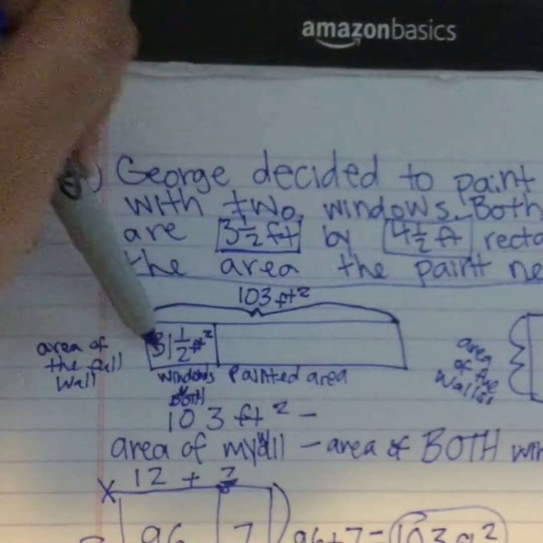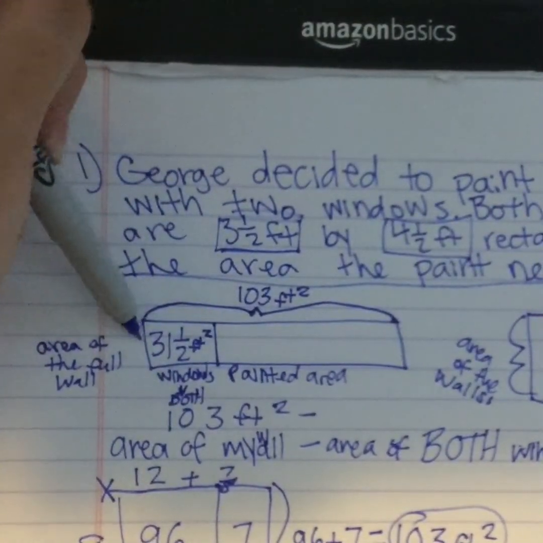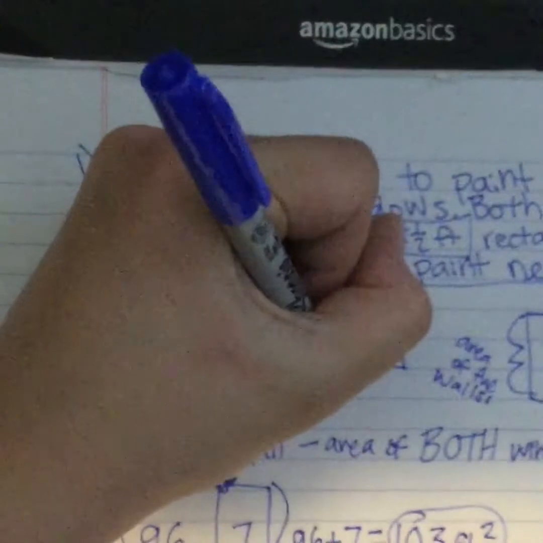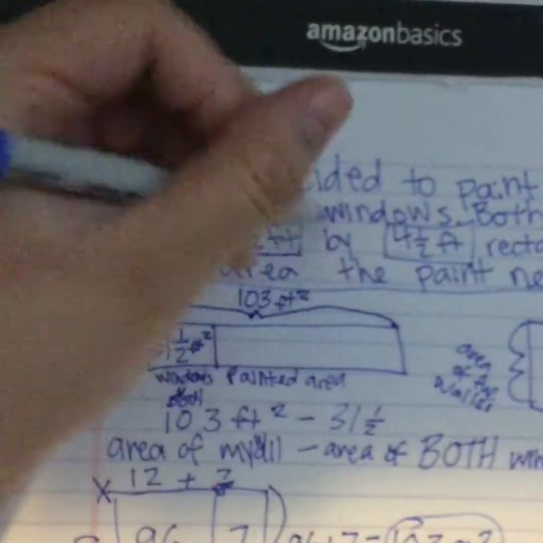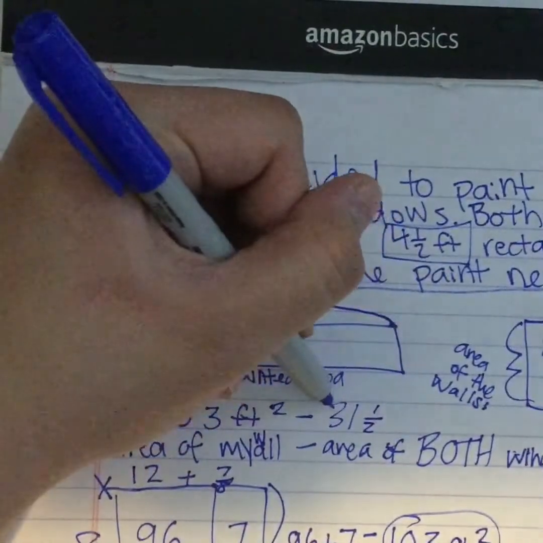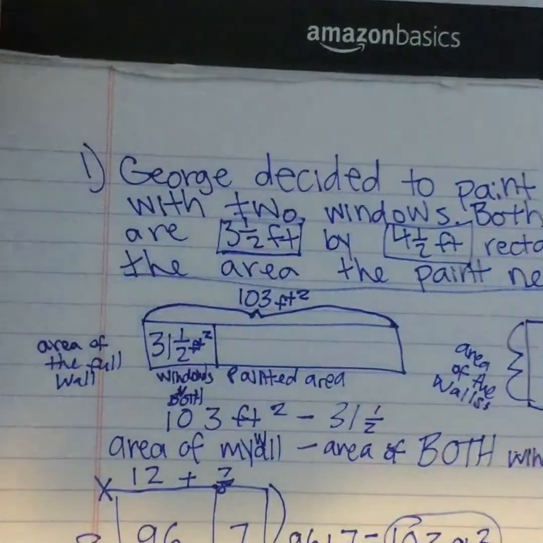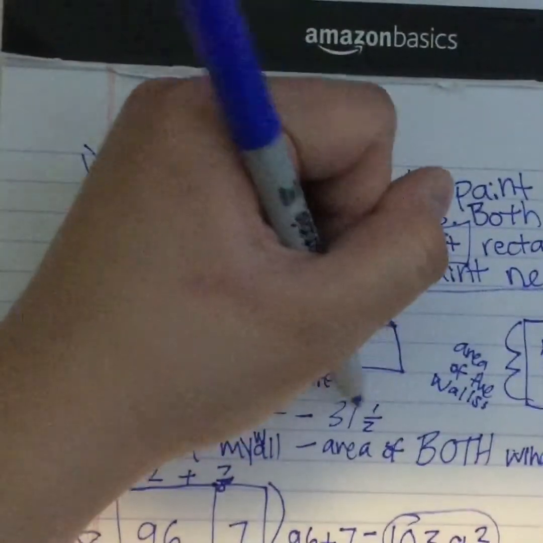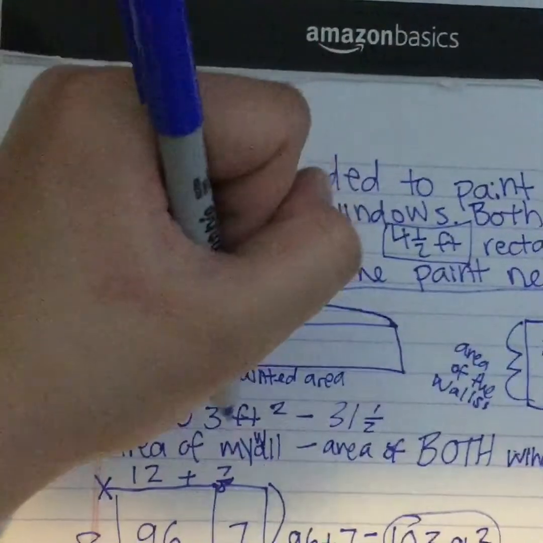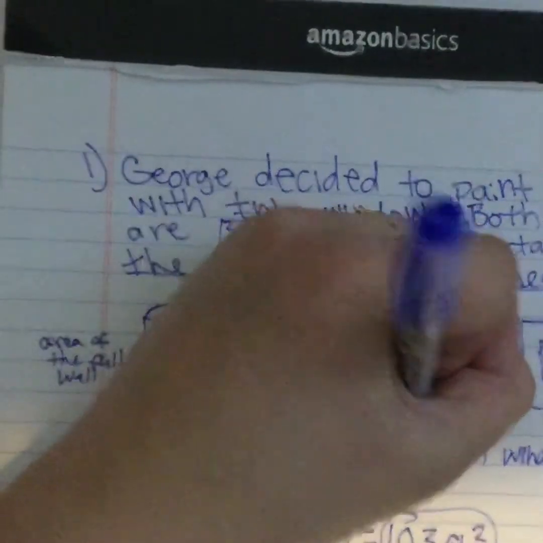One of the parts is 31 and 1/2. So how do I find what's left? I subtract 31 and 1/2 from, remember that word from means you're taking it from something else. So I take 31 and 1/2 from my 103 feet squared.